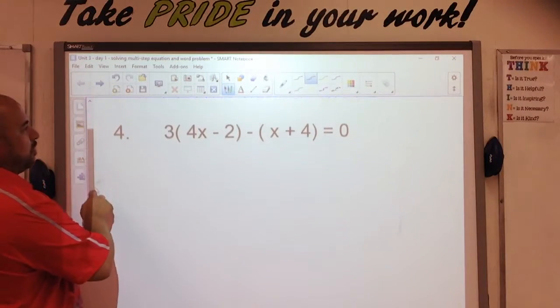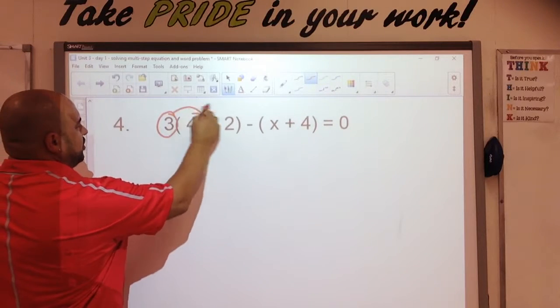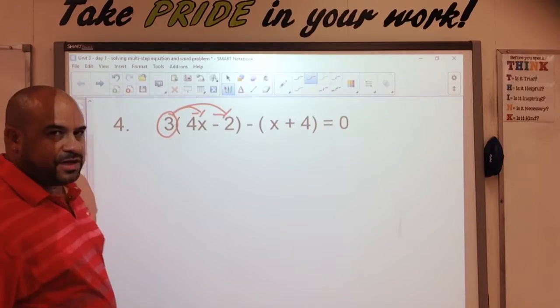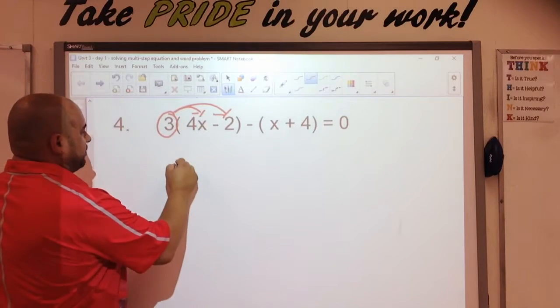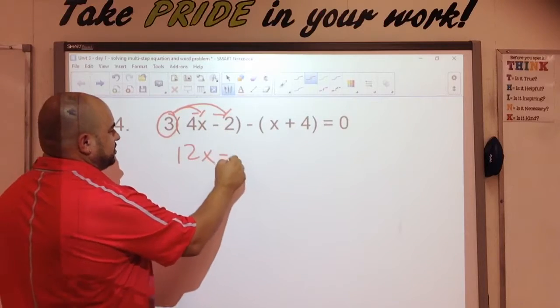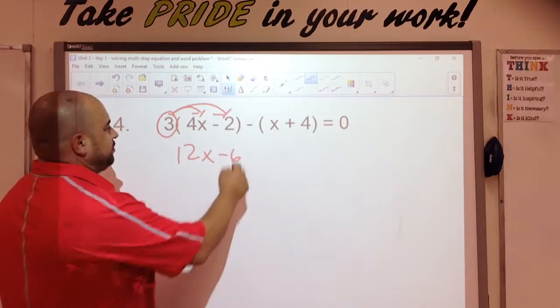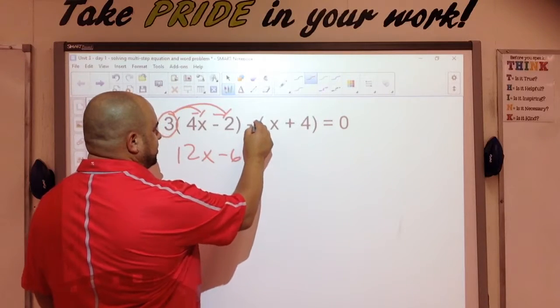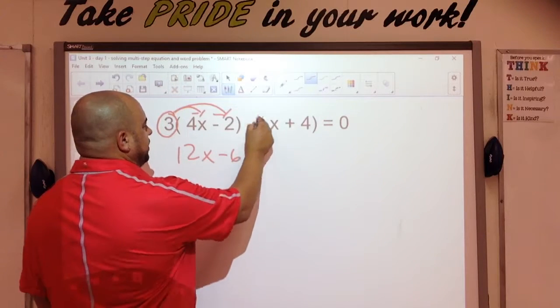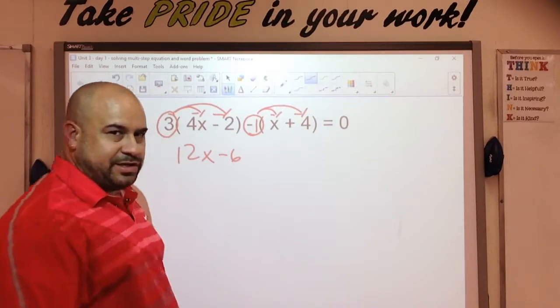So step number 1, I'm going to use distributive property. I'm going to take 3, distribute to both the 4x and the negative 2. So I have 12x, 3 times 4x is 12x, 3 times 2 is 6. In this case it is negative 2, so that's how I get negative 6. I take this minus, which is the same thing as negative 1, I put it there, and I'm going to distribute that also. Please don't forget that.